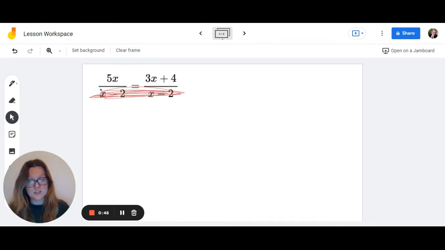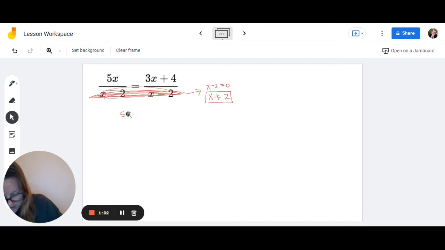But before I cross them out, my original equation needs to be checked for restrictions. Because I had x minus 2 in both, I'm setting x minus 2 equals 0. X cannot equal a positive 2. So that's my restriction there. Now I have 5x is equal to 3x plus 4. Subtracting 3x from both sides, 2x is equal to 4. Divide by 2, divide by 2. X is equal to 2.